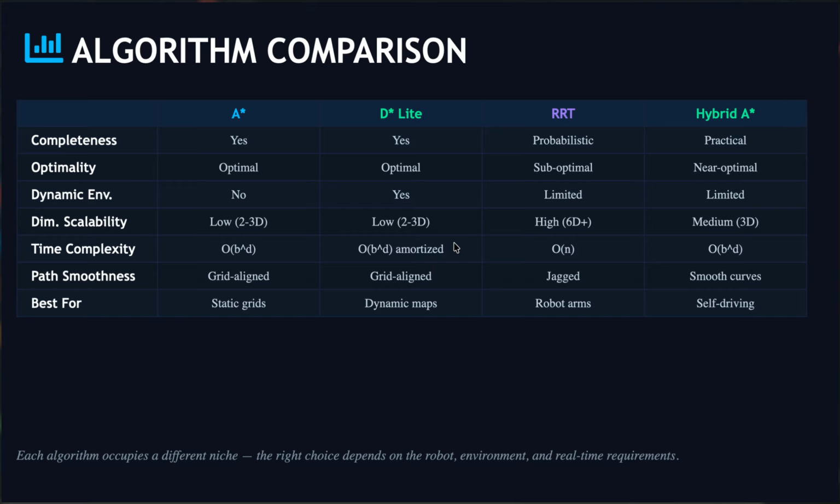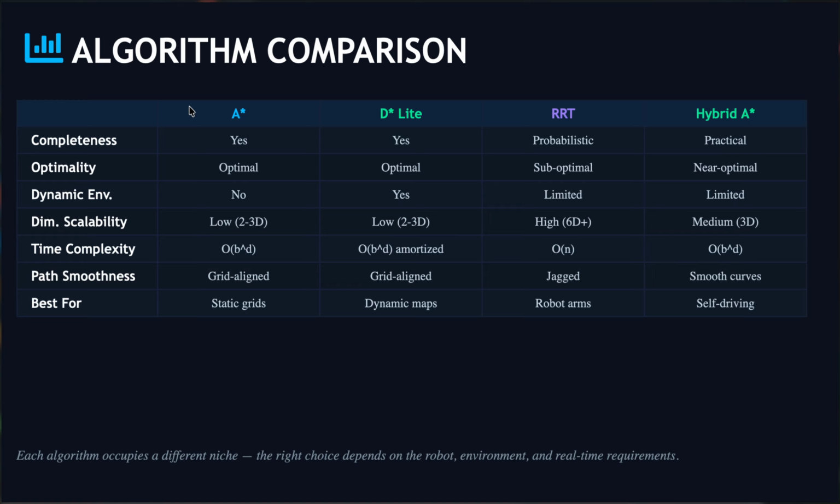So at the end, here's an algorithmic comparison to find the best algorithm for pathfinding. In terms of completeness, A star and D star Lite perform almost the same, basically being able to find the path to the end goal. RRT is probabilistic, meaning if the path is not completely blocked by obstacles, it will eventually converge into finding the path. And hybrid A star is more practical, which is basically real-time changes. It goes and finds the path nonetheless.